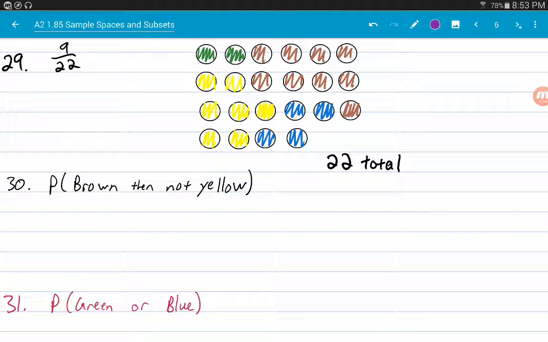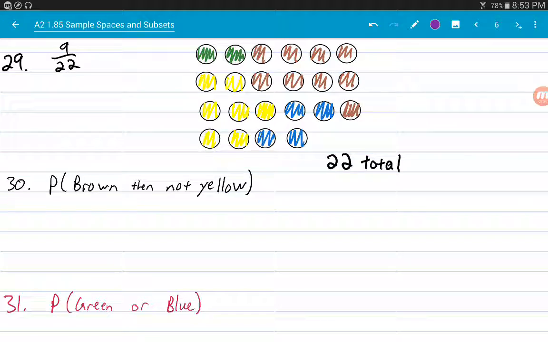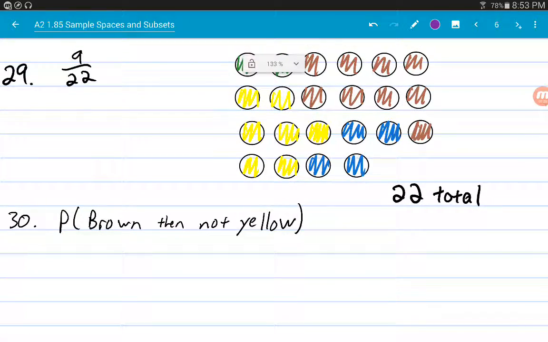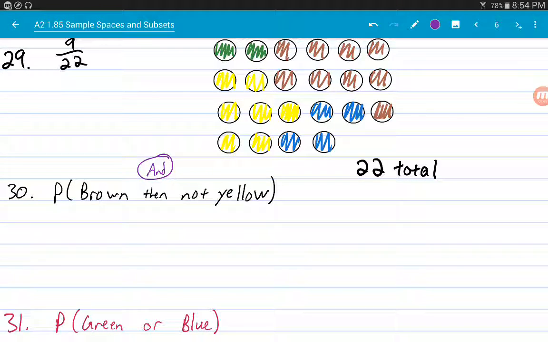So we have two things going on here. Do I want the brown or not yellow? Or do I need the brown and not yellow? Well, that needs to be inferred by me. When I'm reading the question, I need to figure out which one makes the most sense. Brown, then not yellow, sounds like I need to do one and then the other. So this is an and probability. Anytime you need to do two things back to back and you need to do them both, that's going to be an and. So I need brown and then not yellow.